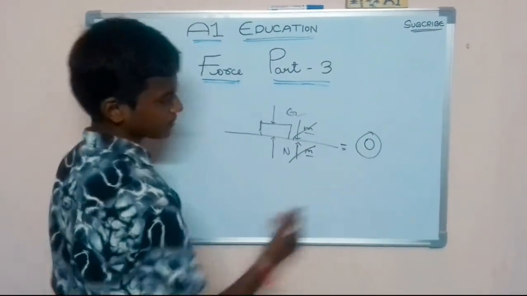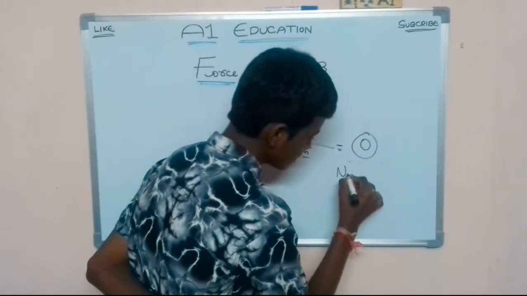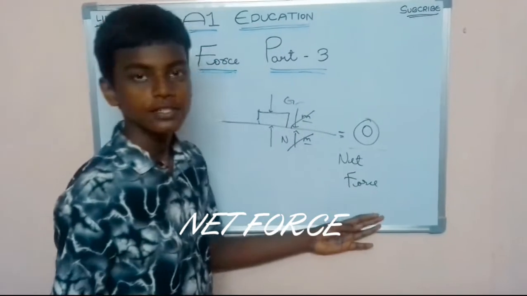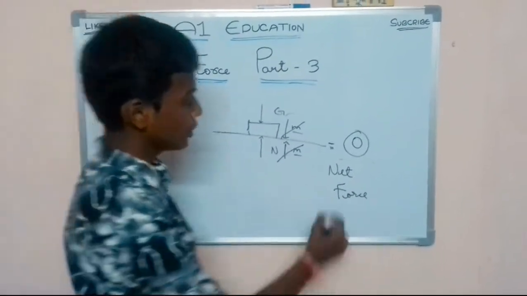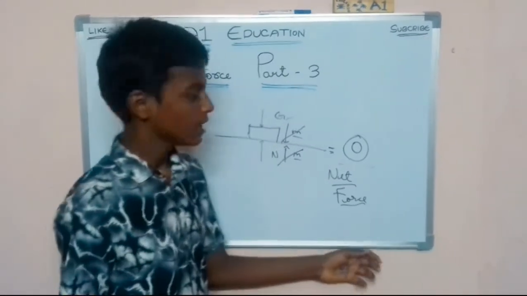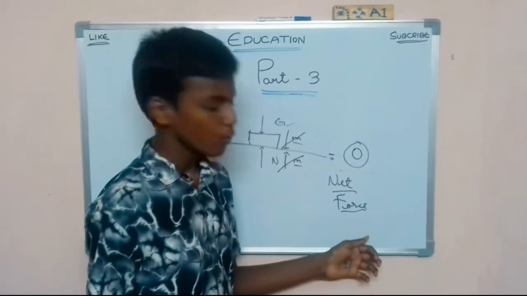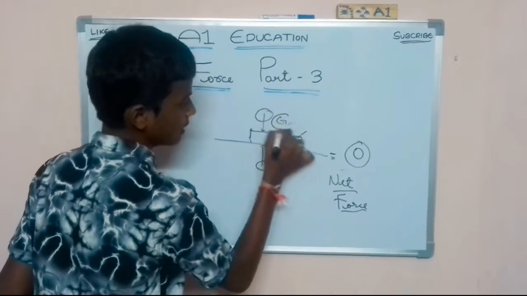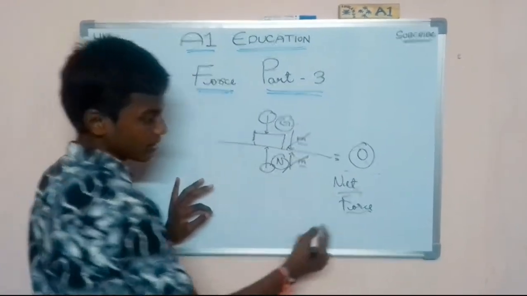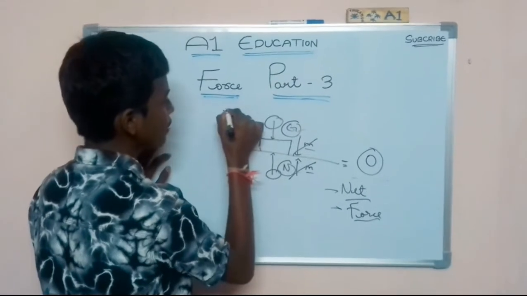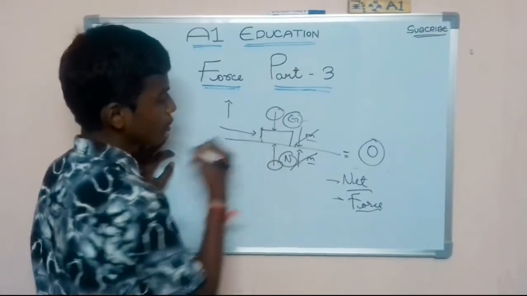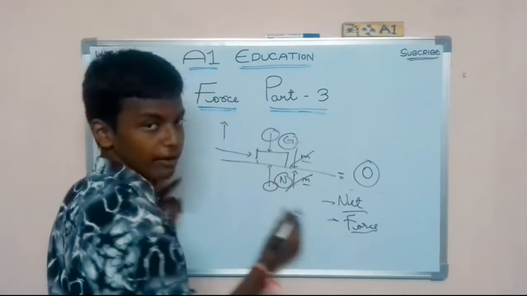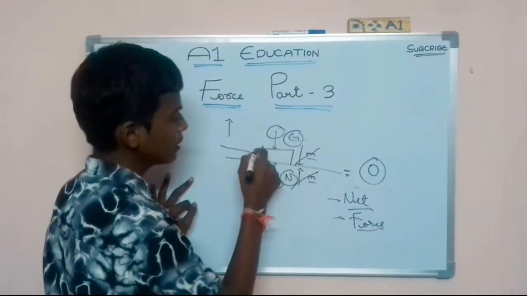So here, what is 0? The net force is 0. What is net force? To define this net force, I will tell a sentence. A net force is a force that replaces the original forces. Here, the direction of the net force is the direction of the motion. Understand? The direction of the net force is the direction of the motion.